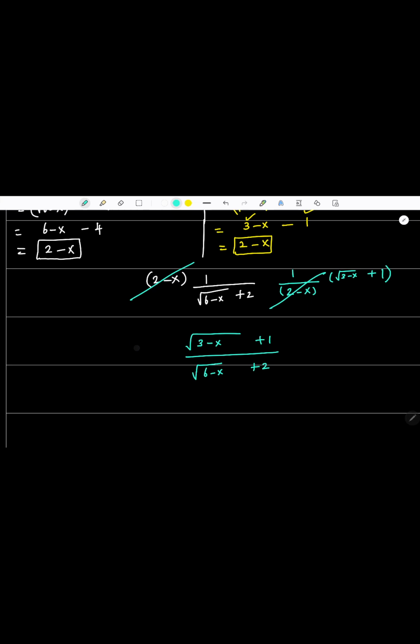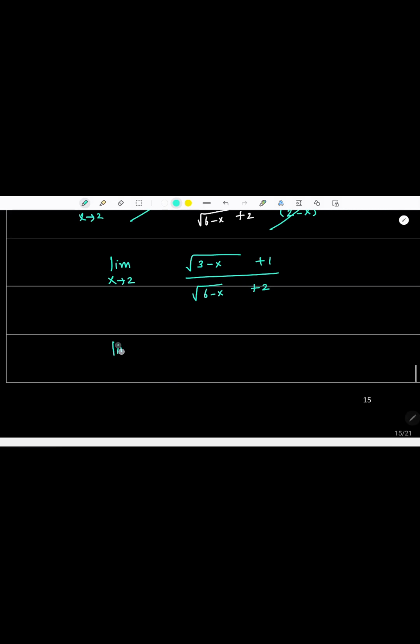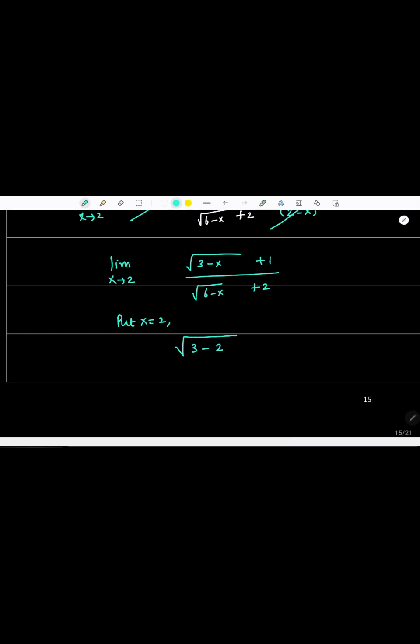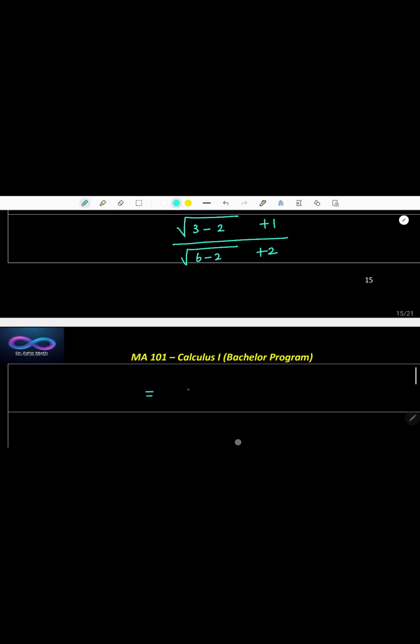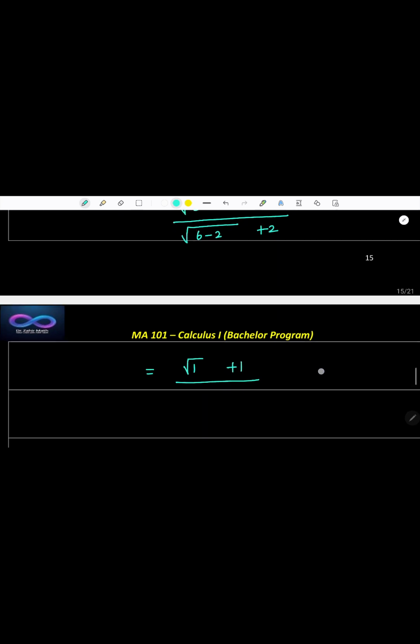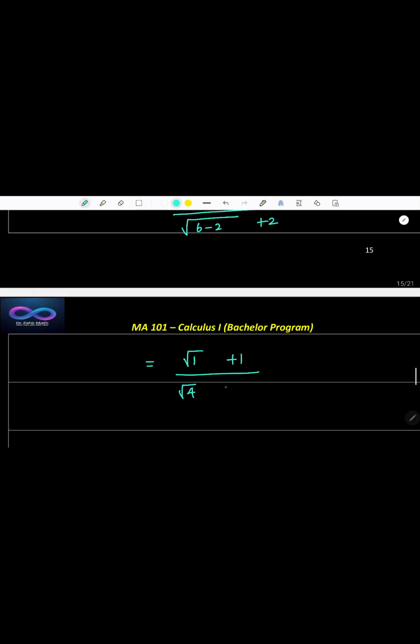For this one, I'm going to use limit x tends to 2, and this also you can put it limit x tends to 2. When limit x tends to 2, right, it means what? You're going to put what? X is equal to 2. So when I put x is equal to 2, I will get square root of 3 minus 2 and then plus 1 divided by square root of, again I'm putting square root full, 6 minus 2 plus 2, right? So this equals square root of 3 minus 2 is what? Square root of 1. And then plus 1 divided by square root of 6 minus 2 is what? Square root of 4 plus 2.